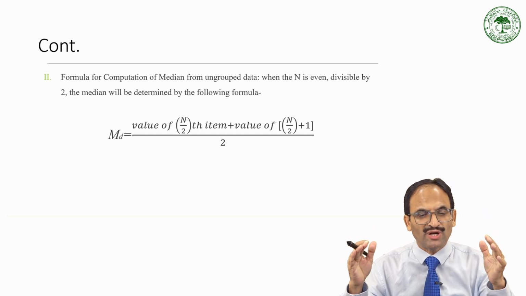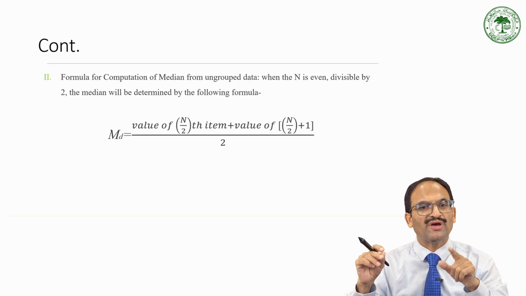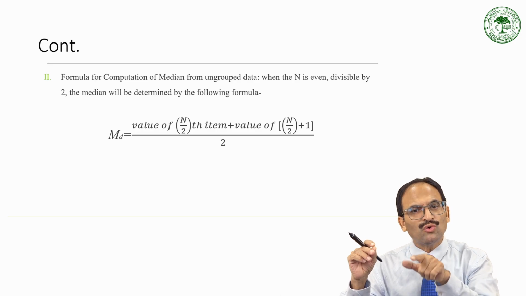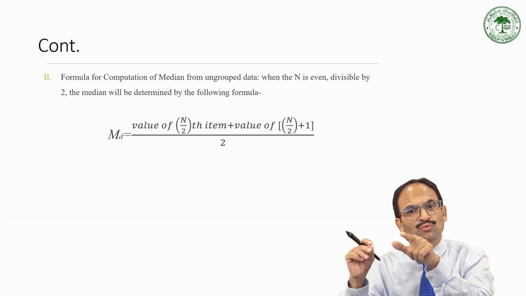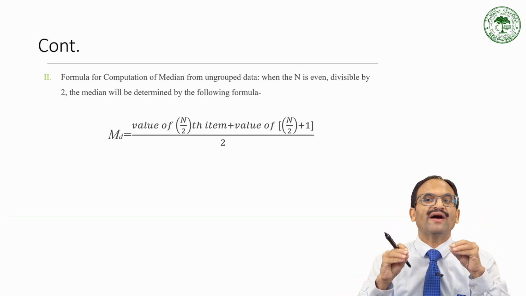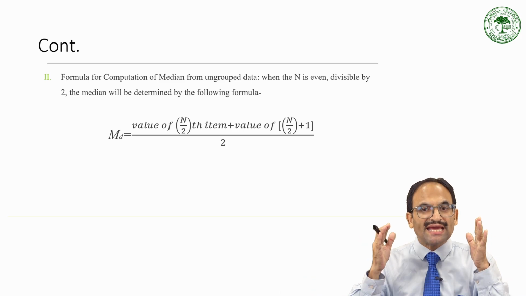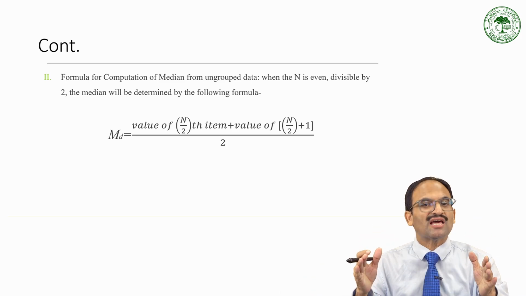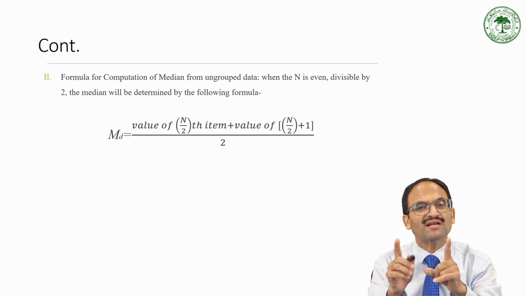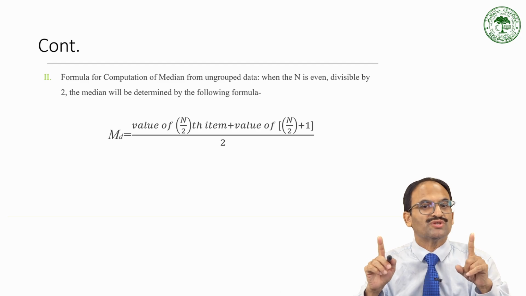And what is that formula? In that situation, median is equal to value of n upon 2th item plus value of n by 2 plus 1th item. We will find the sum and divide it by 2. And why we do that? Because in case of even numbers, there will not be one single number in the middle. Rather, in that situation, there will be two numbers in the middle. That's why we have to do this exercise.